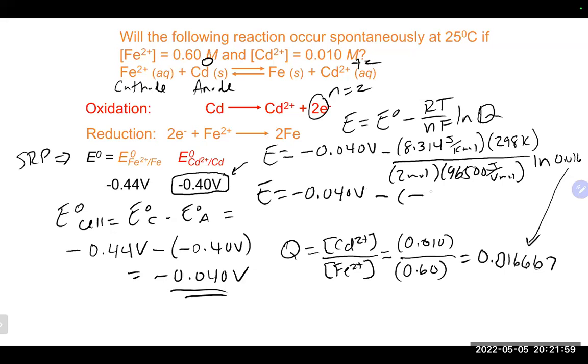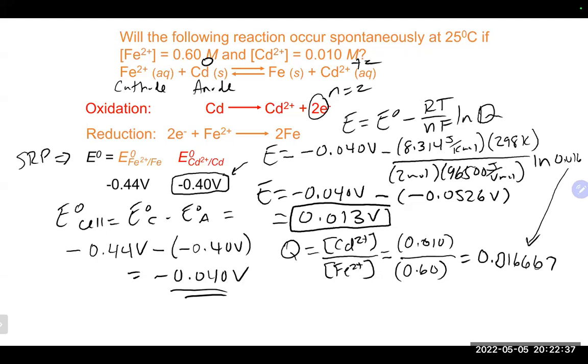This one stays the same, minus a minus 0.0526 volts. Now finally, minus 0.04 minus our number there, 0.0526, gets us approximately a cell voltage of 0.013 volts. Is this reaction spontaneous? It is, barely. You got a little bit of voltage, not a lot to call home about, but you did get some positive voltage here. So this would be spontaneous.